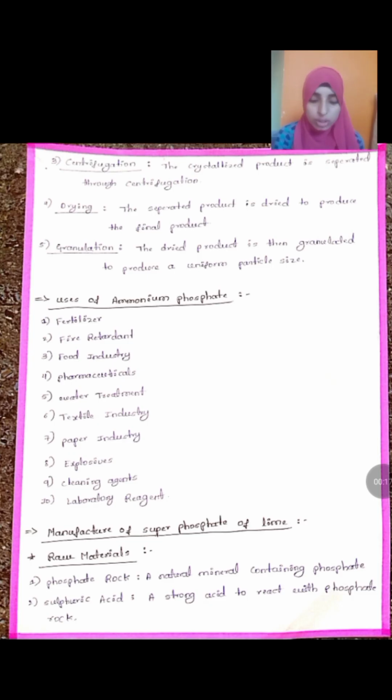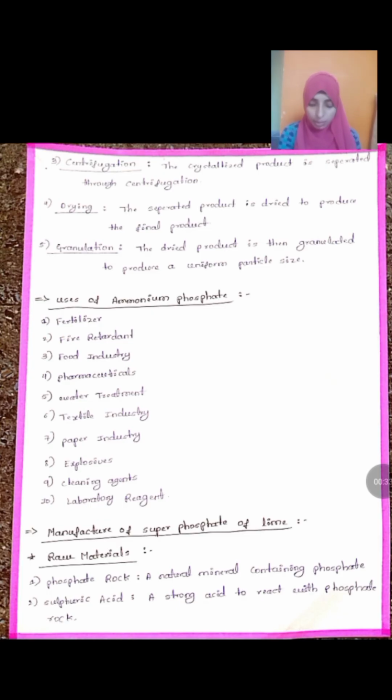Next we are discussing uses of ammonium phosphate. First one is fertilizer, fire retardant, food industry, pharmaceutical, water treatment, textile industry, paper industry, explosive, cleaning agent, laboratory reagents.